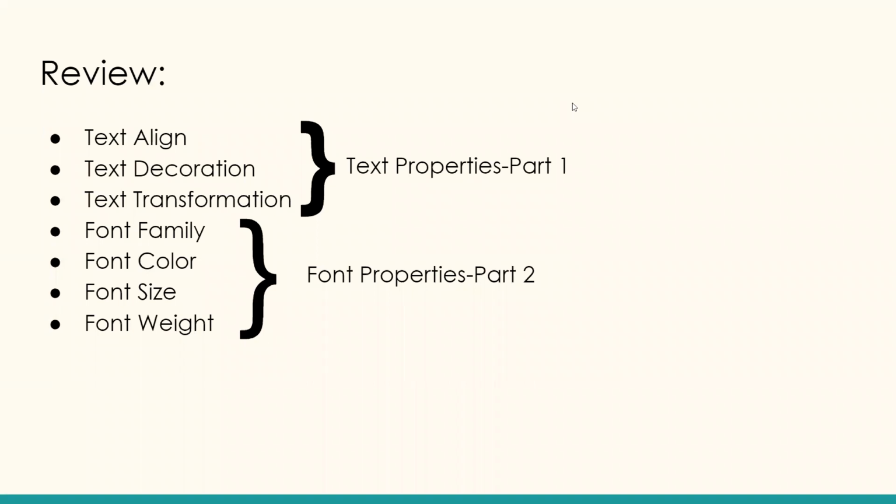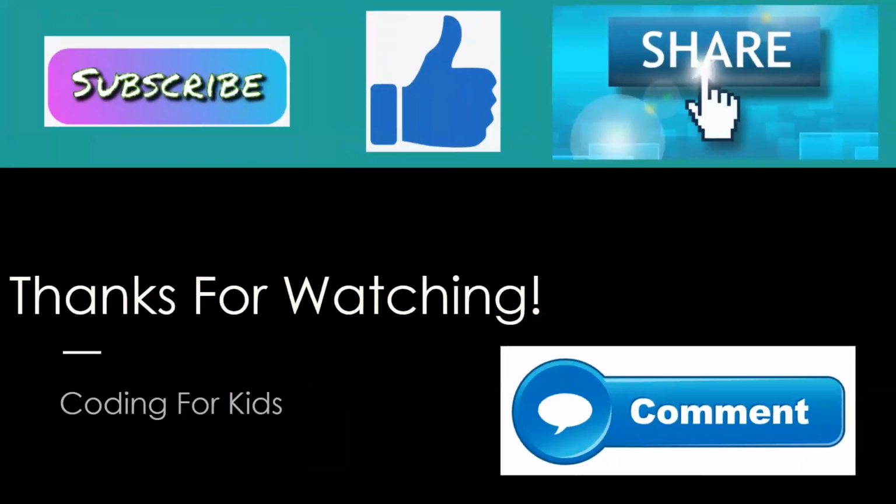So guys, for review, in part one, we learned the text align, the text decoration, and the text transformation properties. And in part two, we learned about the font family, font color, font size, and font weight properties. So this is what we learned in the past 2 videos. That was pretty much it for the video and for this whole topic.